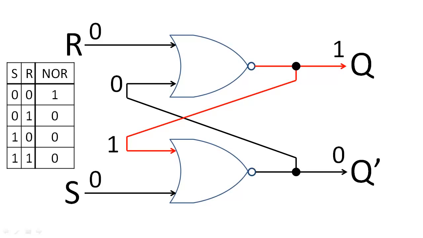Now, let's change R to 1. Because R is 1, the state will reset to 0. Because both the state and S are 0, Q prime will be 1. Finally, let's change S back to a 1. Because both R and S are 1, the state and its complement are now both 0. Since we do not want the state and its complement to be equivalent, we say that this input combination is forbidden.